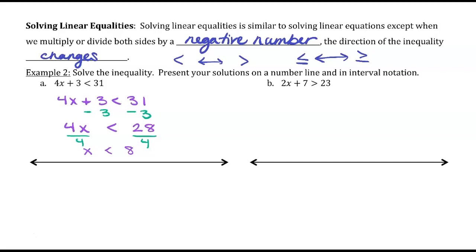Now let's put our solution on the number line. With 0 in the center, I'll squeeze in 8 right over there. We want all values that are strictly less than 8, not equal to 8. So I'll use an open circle for the endpoint and shade everything to the left. To write this in interval notation, our left endpoint is negative infinity, and our right endpoint is 8, and we use parentheses because it is not included. Let's look at part D.